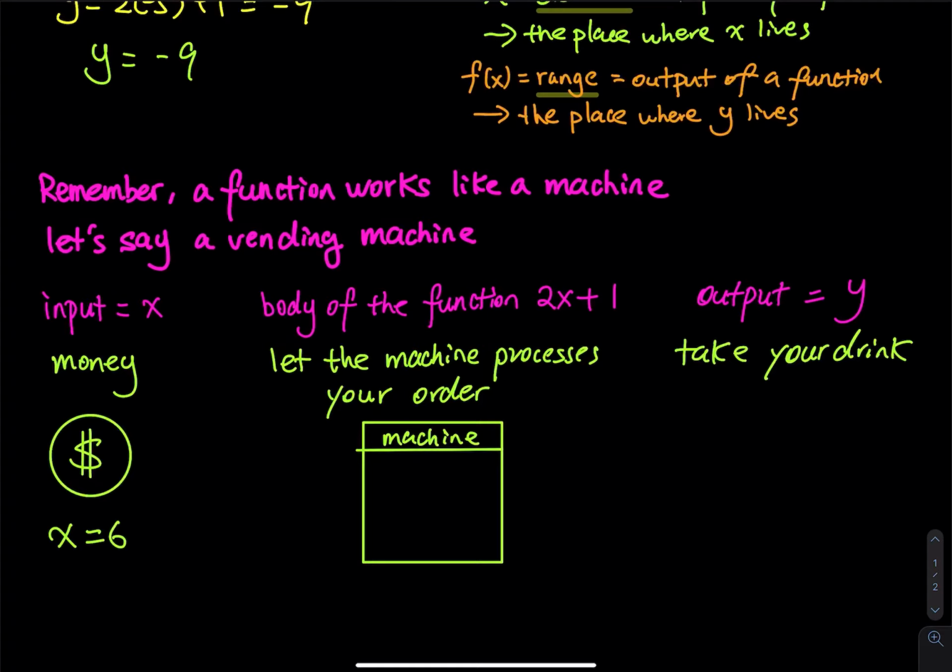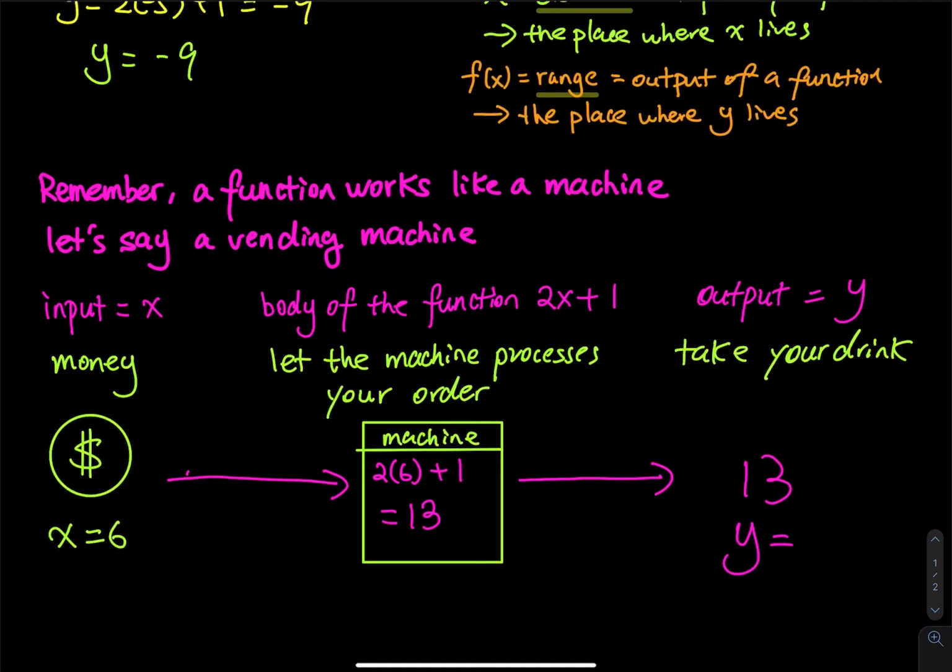So what goes on inside the machine? What actions are taken inside the machine? Let me fill up the machine for you. Inside the machine, what it does is take your input, multiply the input by 2, and then add 1 to it, and the output is equal to 13. So you input 6 into the machine, you press a button, and you let the machine do its job, the body of the function, 2x plus 1. It will double your input, and then add 1 to it, and then your drink is the output, which is 13. So x is equal to 6, y is equal to 13.